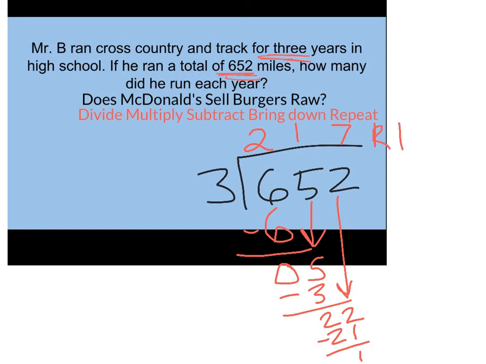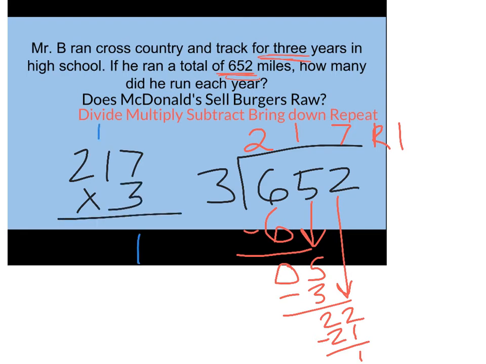But now I know you're thinking, Mr. B, how do I check myself? Because, you know, I always like when you check. So just like we check addition with subtraction, subtraction with addition, we're going to check it with the opposite. And the opposite, in this case, is multiplication. So we take our quotient, 217, we multiply it by our divisor, and that will give us 1.